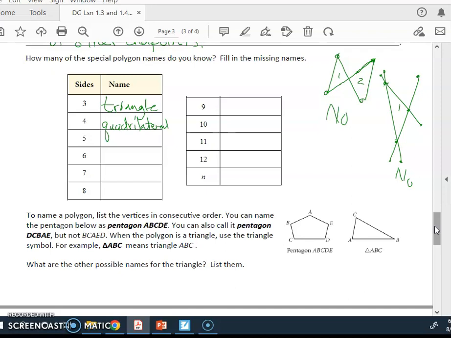Starting at 5, pentagon. Hexagon for 6. 7 is called a heptagon. Kind of think like September, but with an H instead of an S. Actually, one time September was the 7th month.